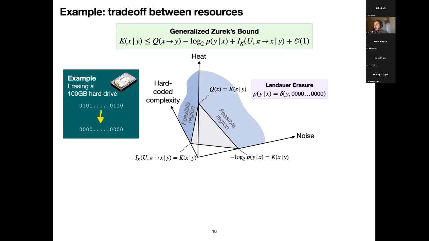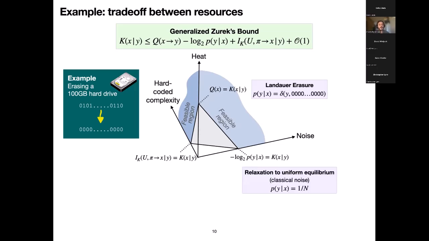So the first corner is high heat. And this is just, let's say, Landauer erasure. We map all initial states to the final all-zero state. And we know we have to generate a lot of heat. Even on that single instance, it can be shown that we have to generate a lot of heat on every instance. Basically, that's the heat corner.